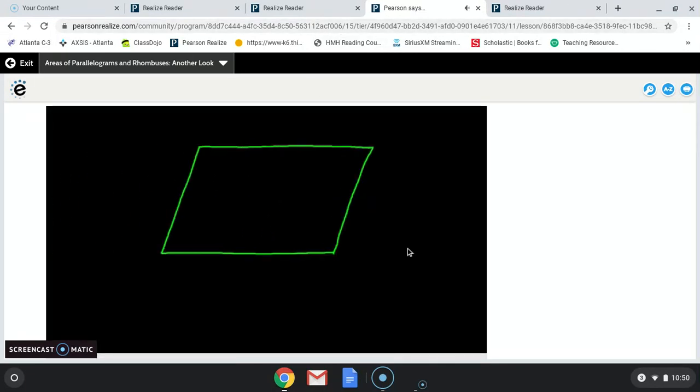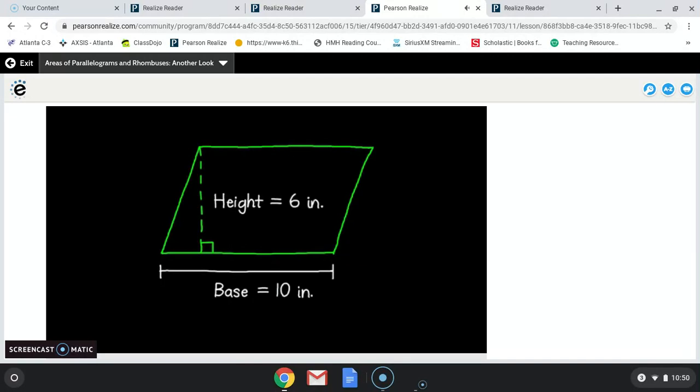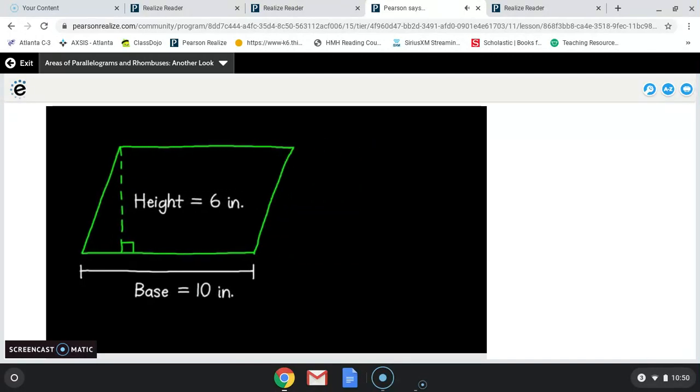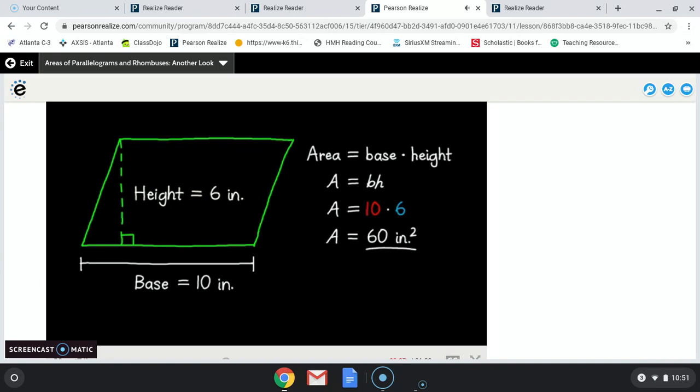Before we find the area of a parallelogram, we need to know the measure of its base and the measure of its height. This parallelogram has a base of 10 inches and a height of 6 inches. We can find the area of the parallelogram using the formula area equals base times height. Replace the b in the formula with 10. Replace the h in the formula with 6. Then multiply. 10 times 6 equals 60. Remember that area is expressed in square units. Label the area with square inches. The area of this parallelogram is 60 square inches.